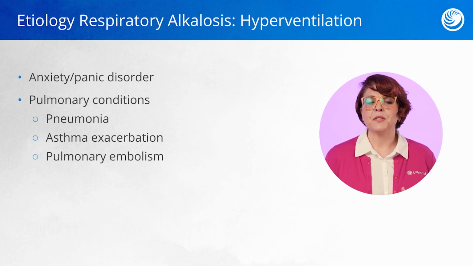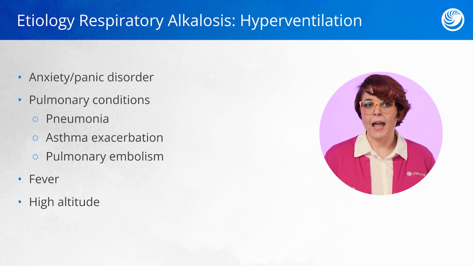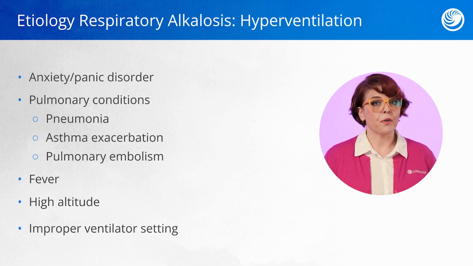Now keep in mind patients that have a fever in a hypermetabolic state, so they're going to be breathing fast. Patients that go on a hike, maybe they live in a mountainous area, so high altitude, they're going to be breathing faster because they're not getting enough O2 in from that high altitude. And it can be from an improper ventilator setting where maybe we have to turn that rate down.